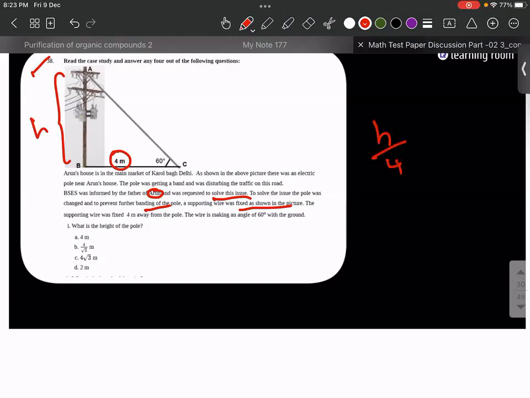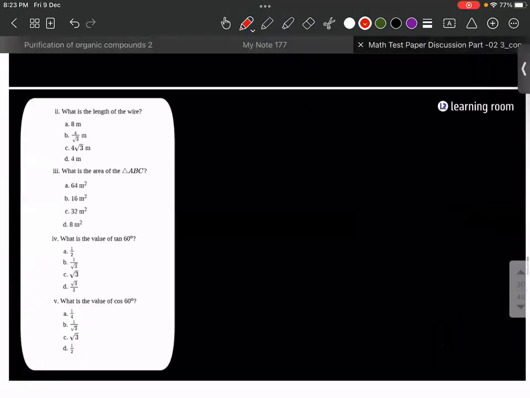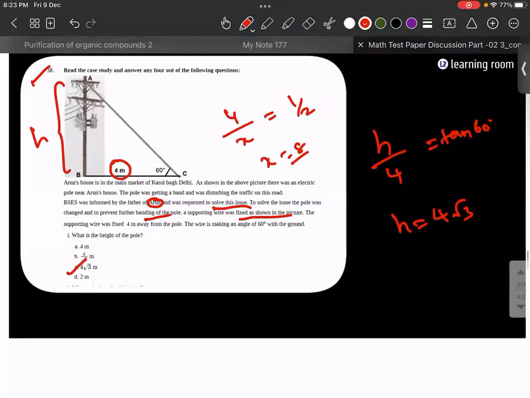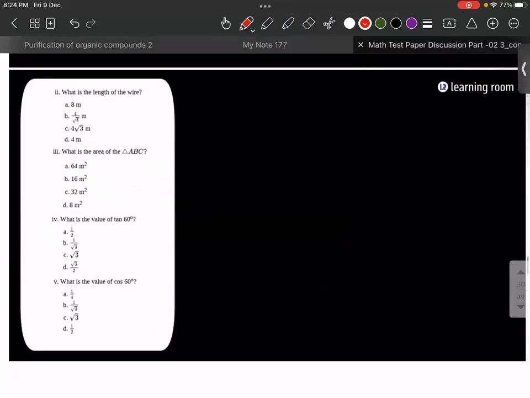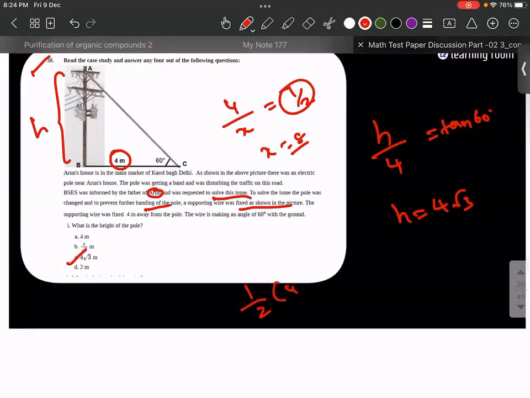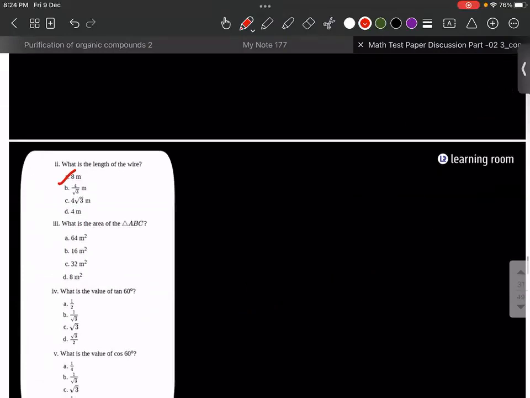4 root 3 meters. Option C. H by 4 is tan 60, so H will be equal to 4 root 3. Next, what is the length of the wire? 8 meters. So 4 divided by x is equal to half, so x will be 8. How did I get half? Sin 30, no? So x will be 8. So what is the area of the triangle ABC? Half into base into height. Sir, I think the options are wrong. So half into 4 root 3 into 4, the 2 cancels. 8 root 3 should be the answer. No option is there. Yes, sir, no option.